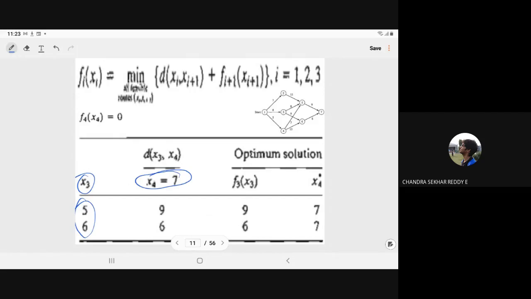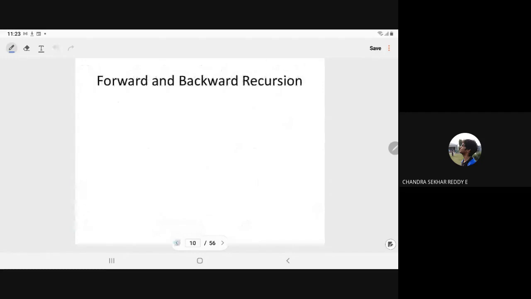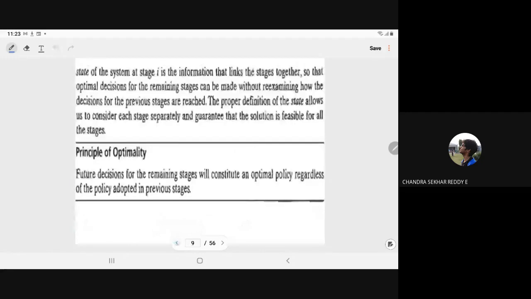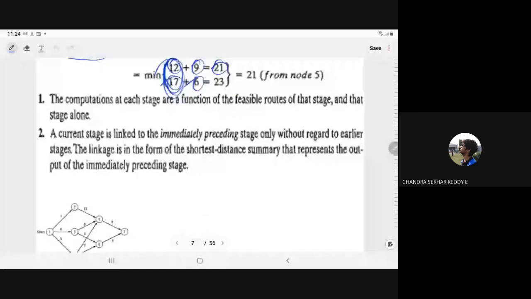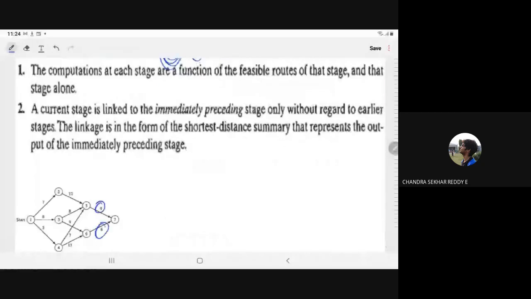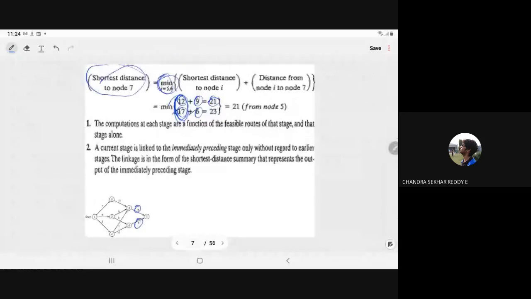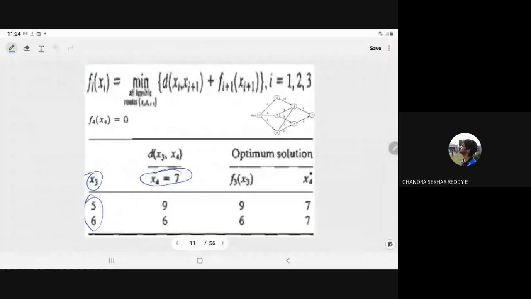So what distance is given to you? If you recall the question, the distances are given between 5 to 7 and 6 to 7. Here the distance from 5 to 7 is 9, and from 6 to 7 it is 6. So here we write that 5 to 7 we have to go, 6 to 7 we have to go, and their distances are 9 and 6.